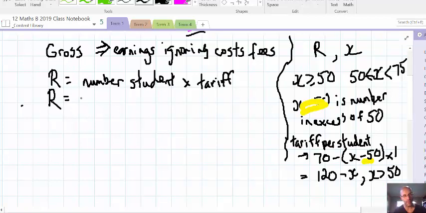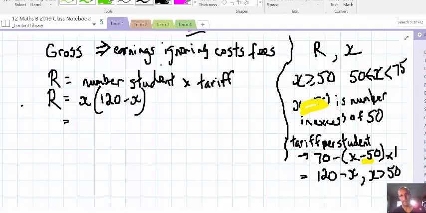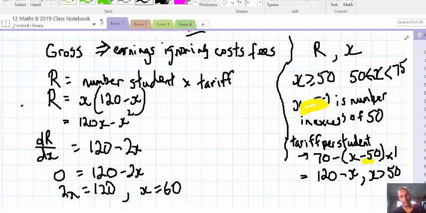So we can look at our proper equation now for revenue. It's the number of students, which is X, times the tariff per student, which is simplified to 120 minus X. If we like, we can expand that out, so that would be 120x minus x squared. We have a stationary point at x equals 60.